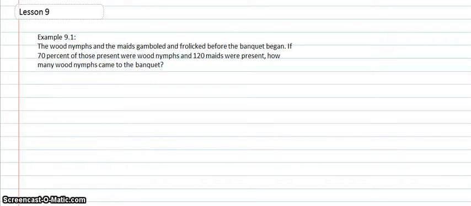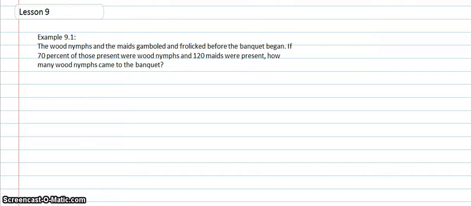In lesson 9, we're working with percentage word problems, and we'll find whatever missing piece is asked for. Our first example is about wood nymphs and maids. The wood nymphs and the maids gambled and frolicked before the banquet began. If 70% of those present were wood nymphs and 120 maids were present, how many wood nymphs came to the banquet?